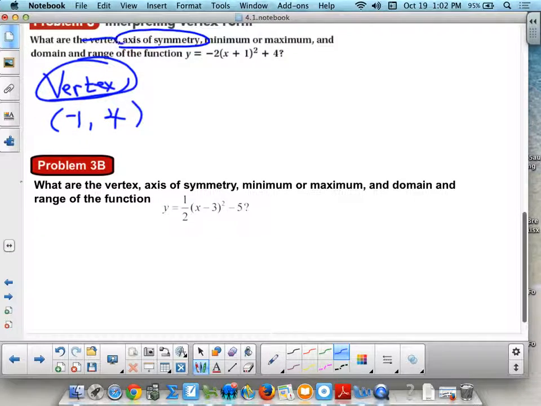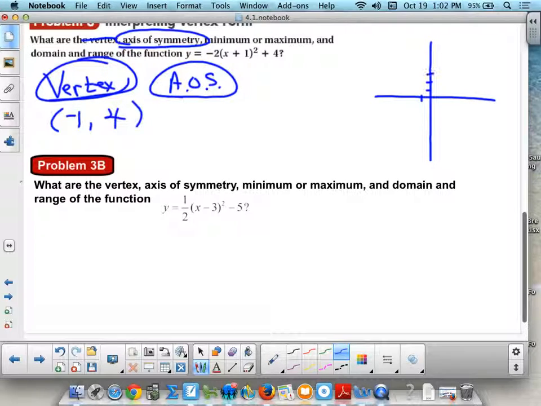What's the axis of symmetry? AOS. Well, here's the deal. -1, 4 sits there. Do you guys know if the parabola goes up or down? Goes down. Look at the number in front, -2. That's down. This probably goes this way. All right? What's the axis of symmetry? Goes right through what number? -1. X equals -1 is the answer.